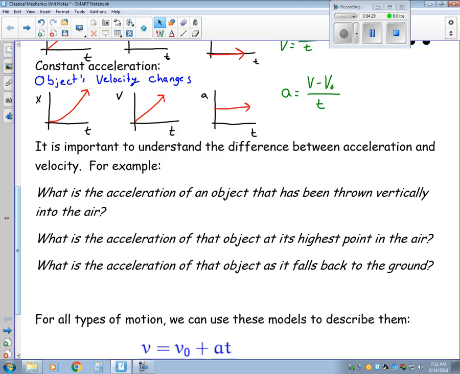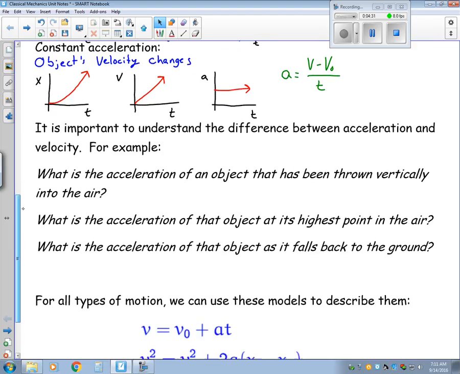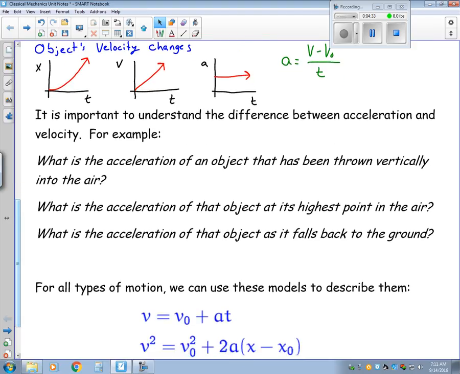So, some questions here. What is the acceleration of an object that's been thrown vertically in the air? Well, once it leaves your hand, it begins to slow down. So that means it's accelerating, it's changing its speed. As it turns out, its acceleration would be negative 10 meters per second for every second. So its velocity changes by 10 meters per second for every second that it's in the air.